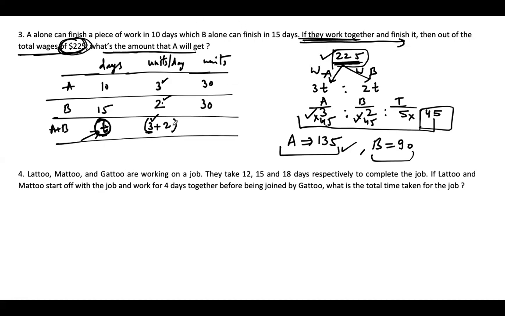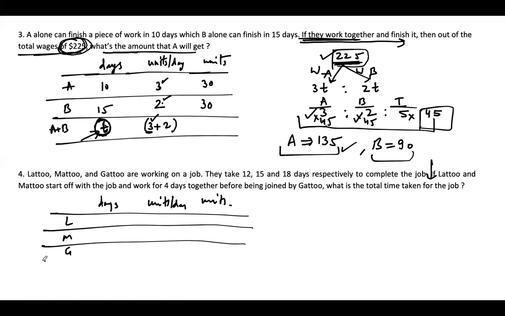Palak, go for question number 4. So Lattu, Mattu, and Gattu are working on a job. They take 12, 15, and 18 days respectively to complete. So information LMG. First of all, use the information so that you don't have to go to these lines again. So LMG are working on a job, 12, 15, 18 days. What can we assume the work to be? We can assume it to be 180. That's a multiple of 12, multiple of 15, multiple of 18.